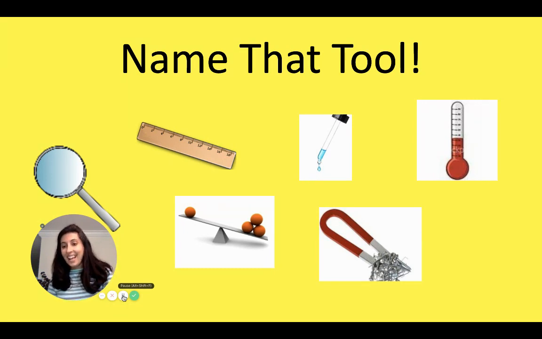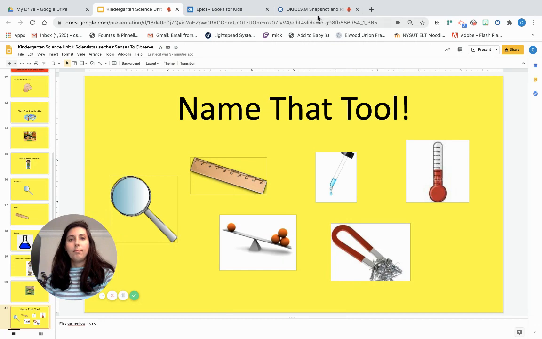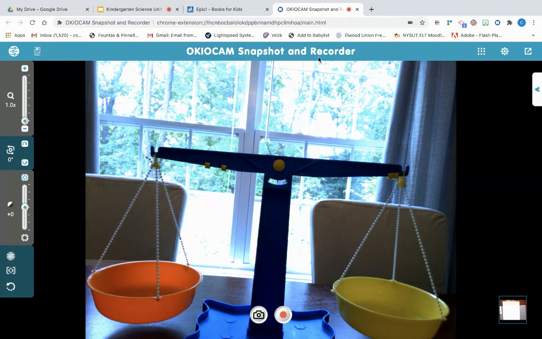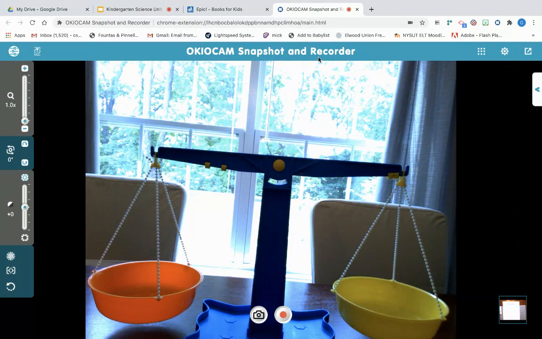All right, now it's time for a game called Name That Tool. I am going to show you some real life science tools and I want you to see if you can name them. Let's take a look at our first tool. Oh, look at this tool. Does anyone remember what this tool is called? I'm going to count down from 3 to 1. By the time I get to 1, if you know the name of this science tool, call it out.